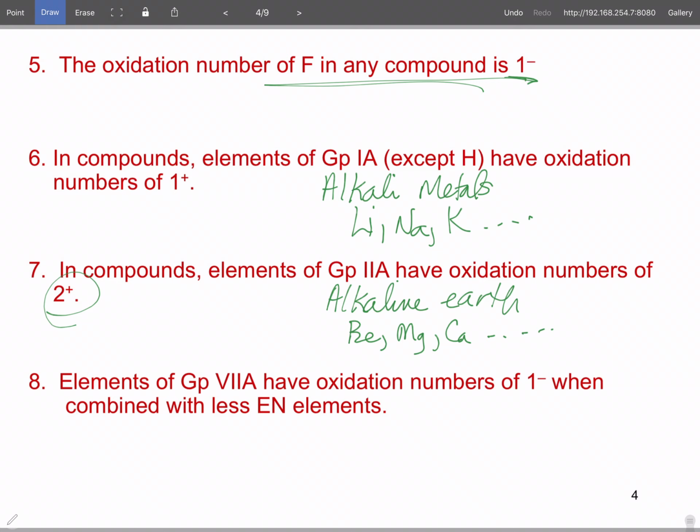All right, elements of group 7A, those are the halogens.